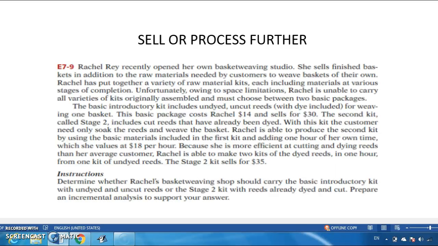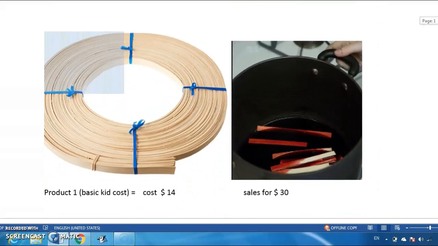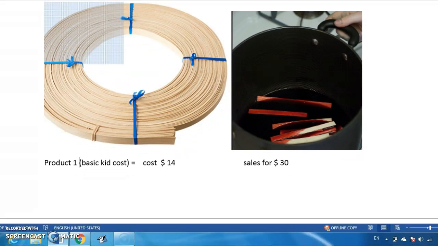Hello, we're going to talk about sale of processed fodder under incremental analysis. This is a question that we're going to solve. Before you watch the video, pause it and read the question. Okay, so without much waste of time, let's see what the question is talking about.